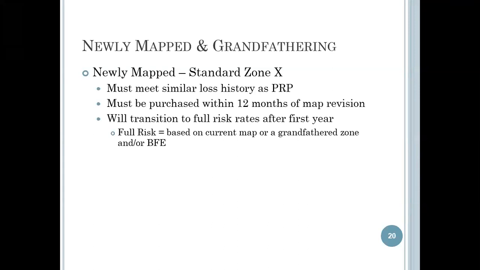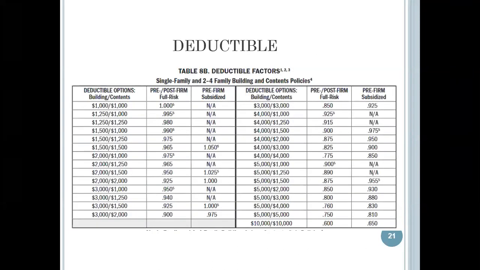That is the standard X zone, right now that's $1,900. That's going to be their actuarial rate, and then it just increases based on our rate increases. So this is our deductible tables. You can see it depends on whether it's a pre-FIRM or post-FIRM structure. You know what that base deductible is. The higher the deductible you go, the lower the premium. We add a factor to it to reduce the cost of flood insurance.